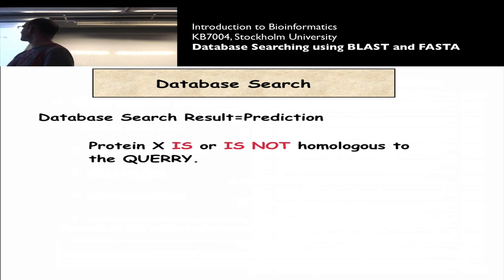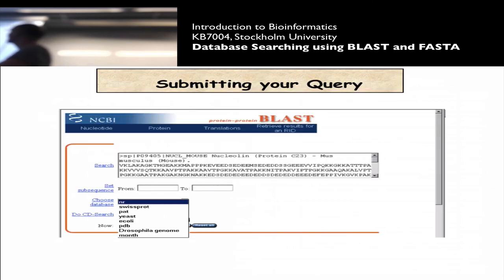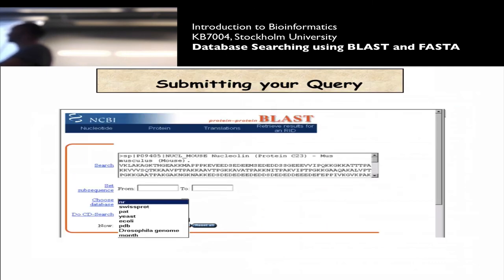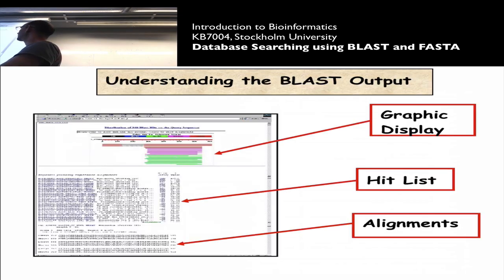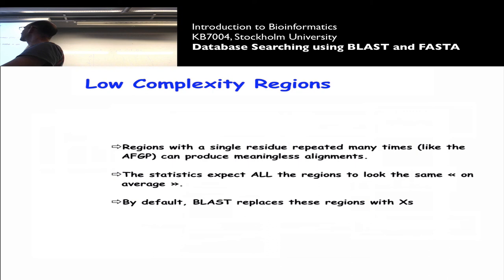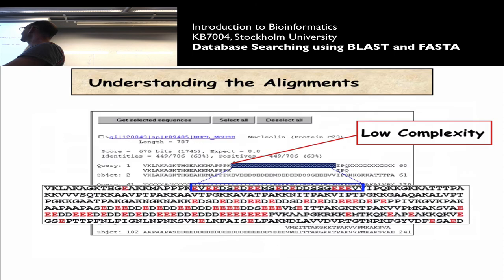We should remember that a database search is a prediction, and basically the prediction is whether or not something is homologous to the query. You go through a database and put your sequence there. You can do it on your own computer or in a web browser. If you don't do it all the time, you use a web browser, but if you want to do it for many sequences, you do it on your own computer. You get a graphical display and alignments, and other things. By default, BLAST replaces these low complexity regions with X.